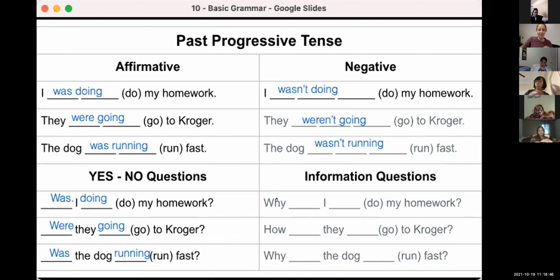Why was I doing my homework? Good question. How were they going? Yep. Why was the dog running fast? Why was the dog running? Perfect. All right. Any questions about these sentences or questions?